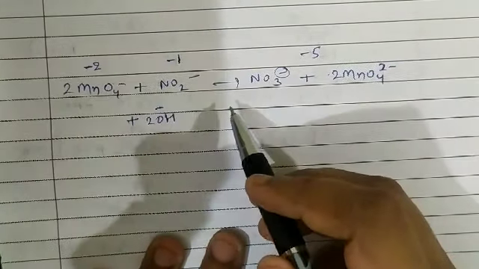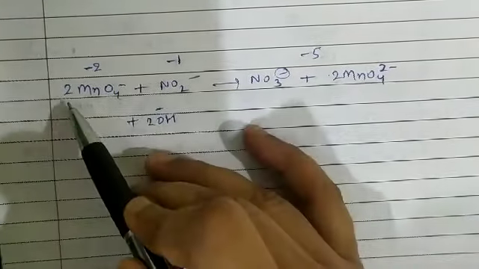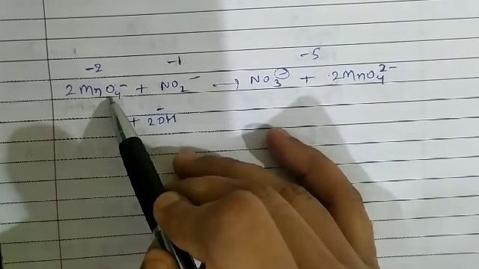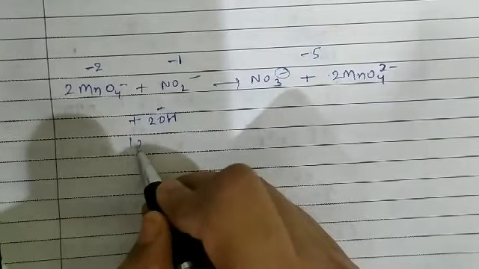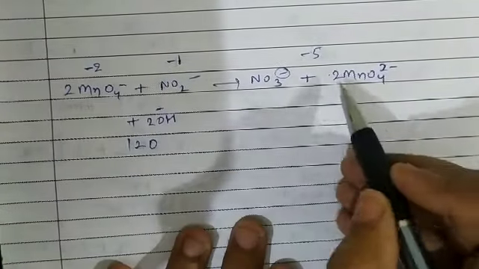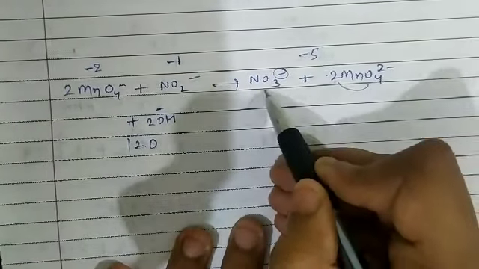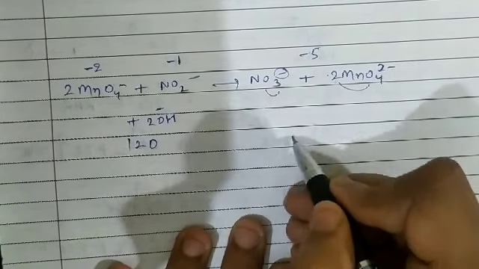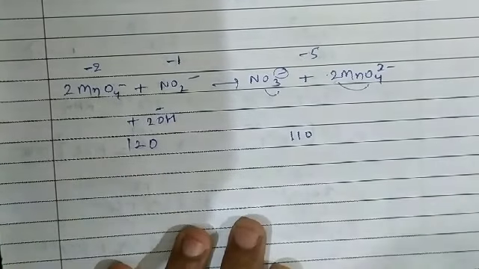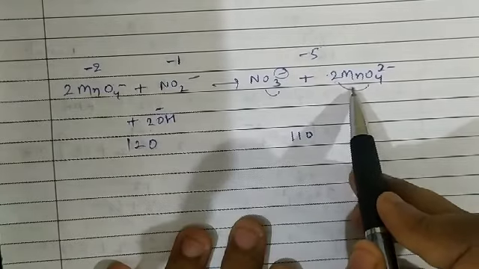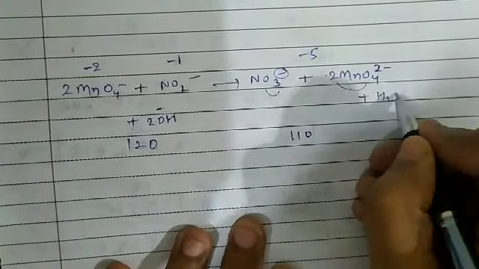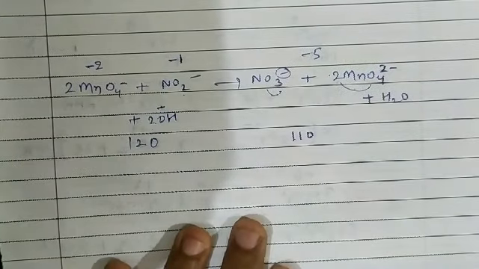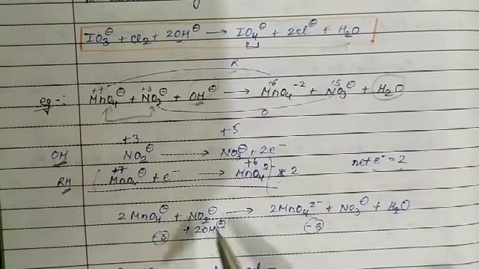Now balance the oxygen atoms. See the oxygen atoms: 2 fours are 8, 8 and 2 is 10, 10 and 2 is 12. So basically there are 12 oxygen atoms on the left. Now see here: 4 twos are 8, and 8 and 3 is 11. So there are 11 oxygen atoms on the right. There are 12 on the left, so add one water molecule to the right hand side. Now the reaction is balanced.